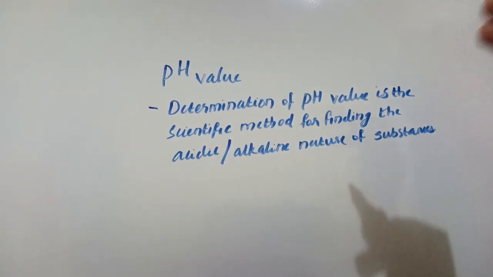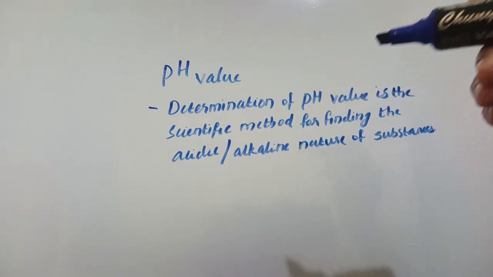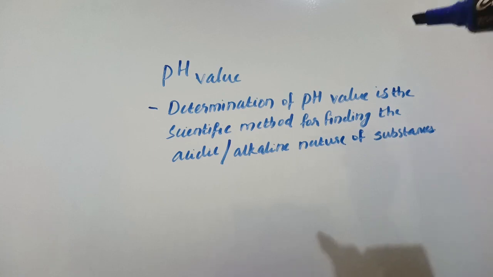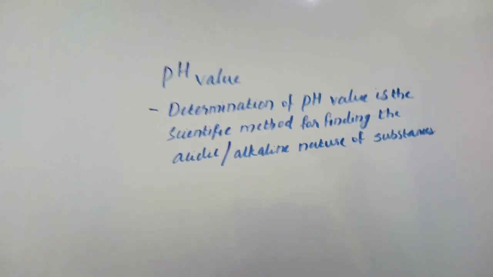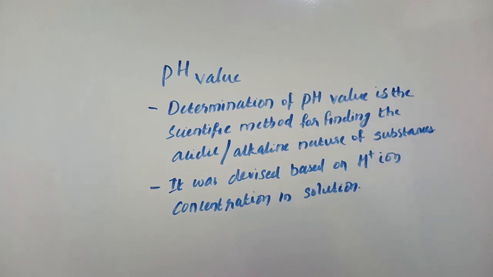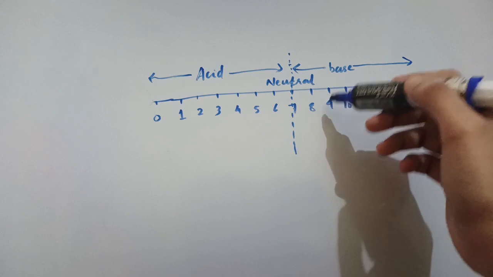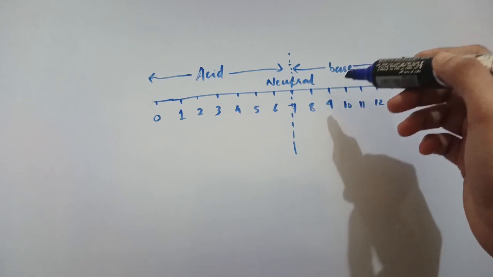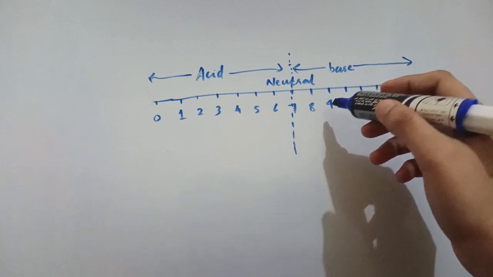Next topic is pH value. Determination of pH value is the scientific method for finding the acidic or alkaline nature of a substance. It was devised based on H plus ion concentration in solution. We can look at the pH value for acid, base and neutral. This is the pH scale. The pH scale is a method used to express the acidic or basic nature of a substance based on the amount of H plus ion present in their aqueous solution.